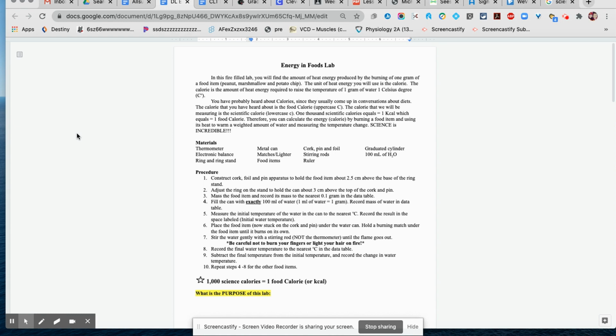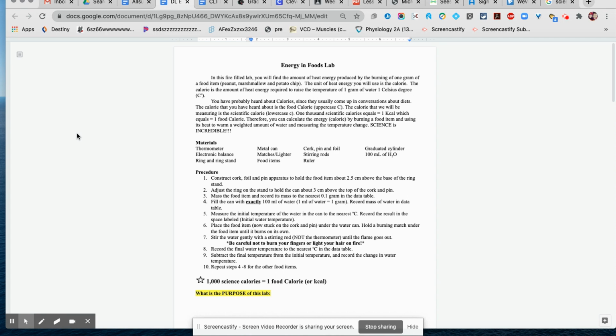But there is a difference between a lowercase calorie and an uppercase calorie. In science, the calorie is a little c, right? The calories on the back of your food labels is a big C. It's called a kilocalorie, but they use a larger capital C to represent that. By definition, the scientific definition of a calorie is the amount of heat energy required to raise the temperature of 1 gram of water by 1 degree Celsius.